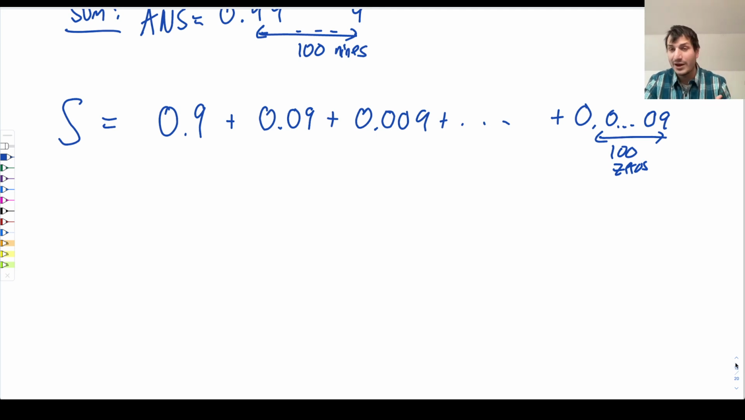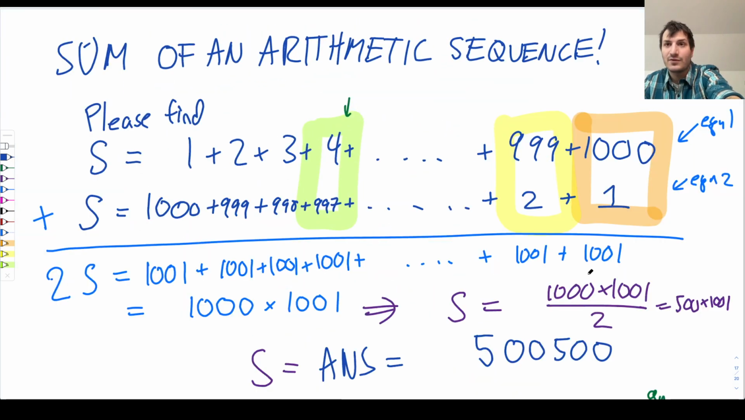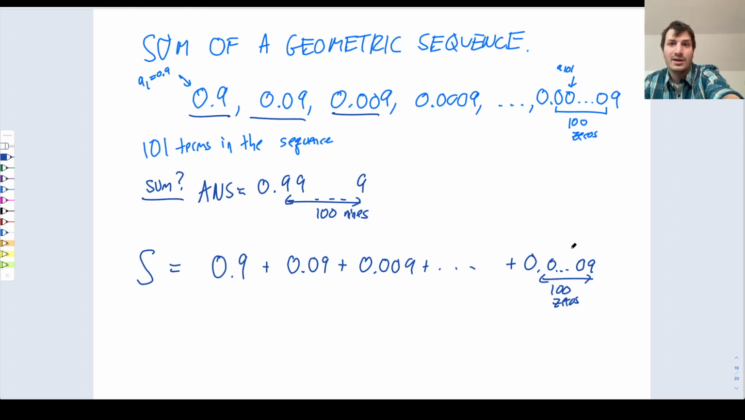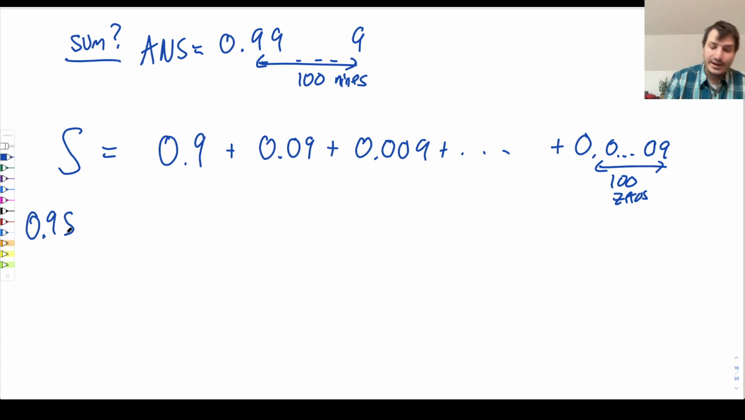So if you remember, for the arithmetic sequence, we wrote the equation backwards, right? That was the trick. We started with the first line for S, we wrote it backwards, still S, then we added them together. We're going to do something almost like that here for the geometric sequence, the geometric sum. What is it going to be? So here's the trick. I'm not going to multiply by 0.9. I'm going to multiply by 1/10. So 1/10 S is what?